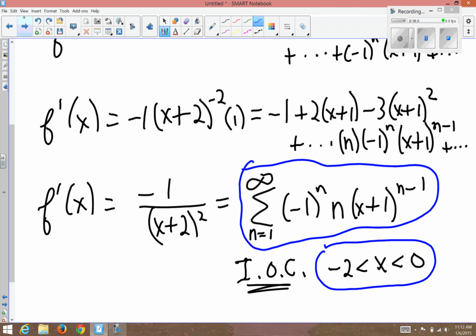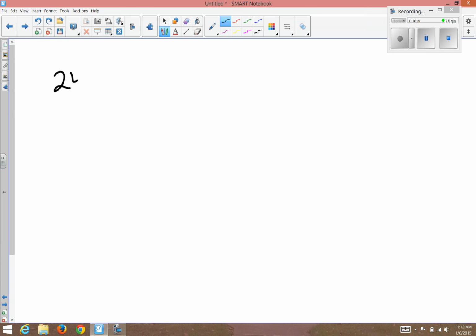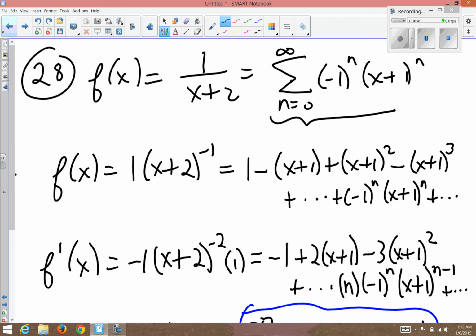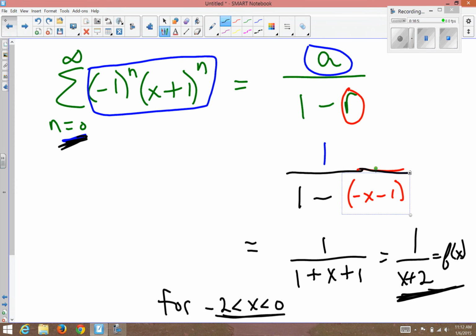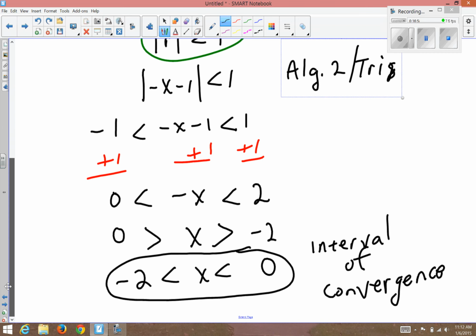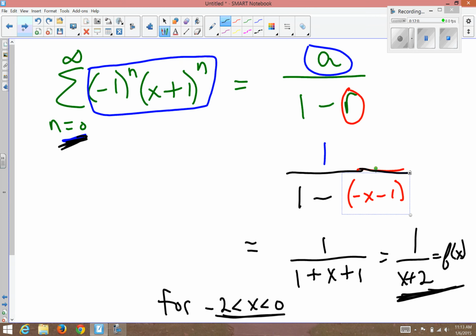Okay, next one is number 24. Ready? Number 24. It says sigma 3 times x minus 1 over 2 to the nth power. Notice the 3 is not to the nth power here. N equals 0 to infinity. So our directions are, let's look back and see what we did in number 22. It is to find the interval of convergence. This is a reminder of how we did that. And the function that this represents.